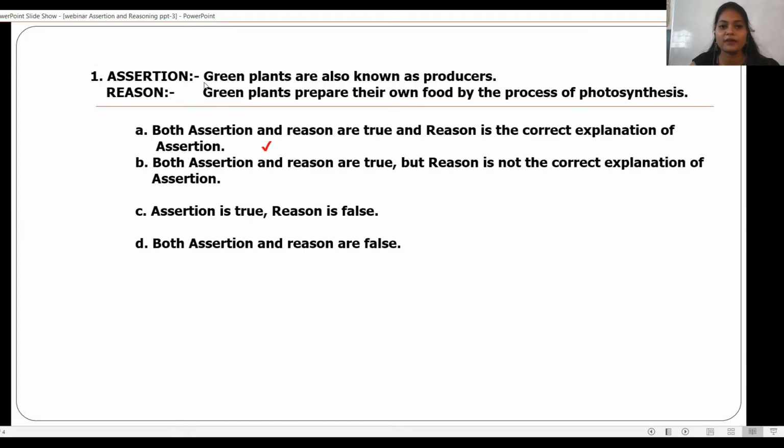Okay, so the first assertion that we have is green plants are also known as producers. So first you have to observe whether this statement is true or not. Green plants are also known as producers. This one is correct. Then the reason is green plants prepare their own food by the process of photosynthesis. This statement is also correct. Now you have to observe whether the reason is connected with the assertion or not. So the reason is appropriate here for the assertion. Green plants are known as producers because they prepare their own food by the process of photosynthesis. So here you have to pick the first option, which states that both assertion and reason are true and reason is the correct explanation for the assertion.